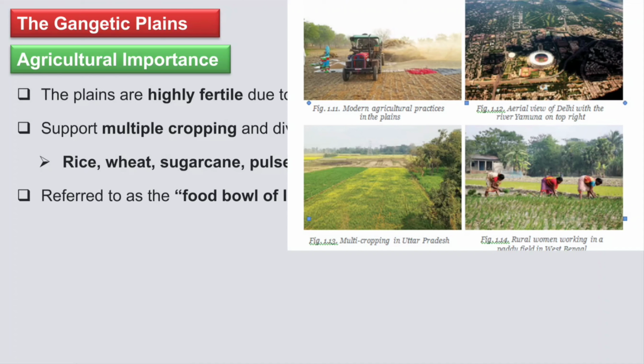So this is some of the images of modern agriculture practice in the plains. This is the aerial view of Delhi with the river Yamuna on the top right, and this is the multi-cropping in Uttar Pradesh. And here some village women, rural women, are working in a paddy field in West Bengal. You can see this image in your book as well.